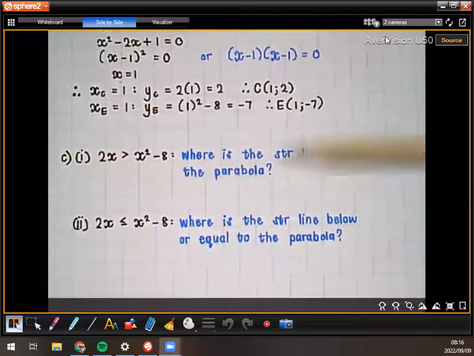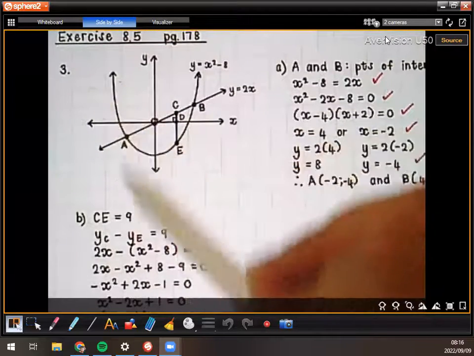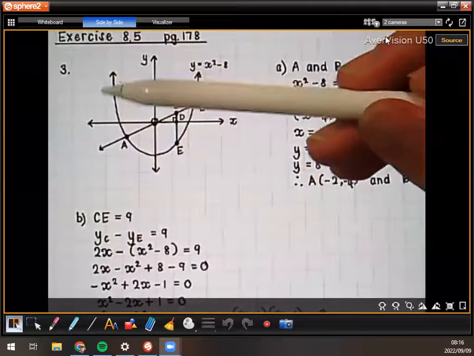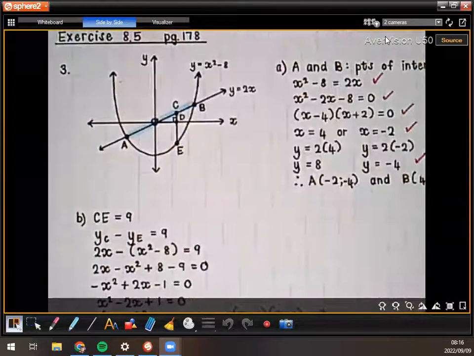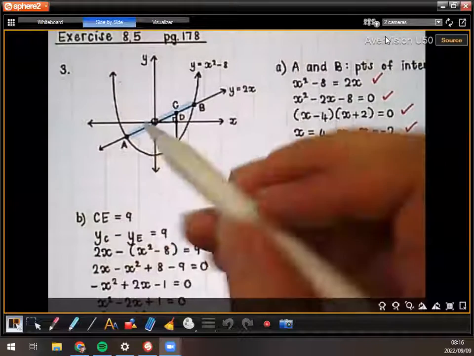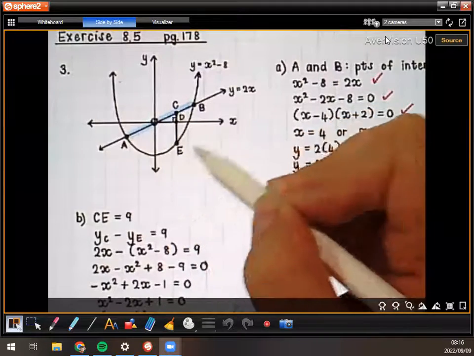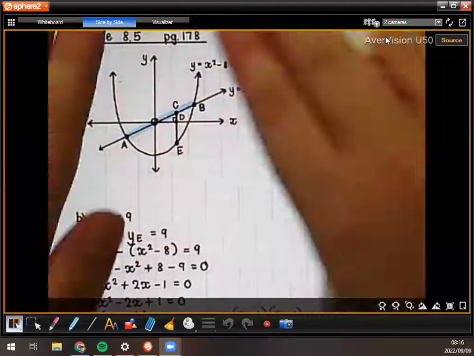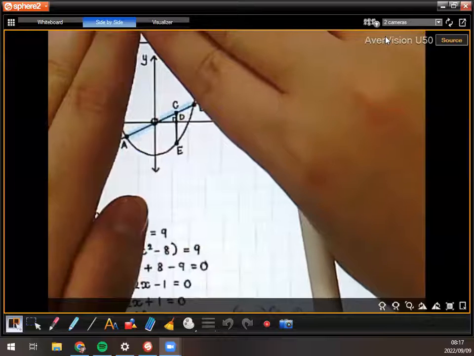I'm going to highlight on the graph where the straight line is above the parabola. For this section, which graph is higher up, the straight line or the parabola? You want to know where the straight line is above the parabola, so it's this section. If you compare y values on these graphs, the y values of the straight line will all be greater than the y values of the parabola for this section. It's literally higher than the parabola. If you just ignore all of that, you just look at that section.